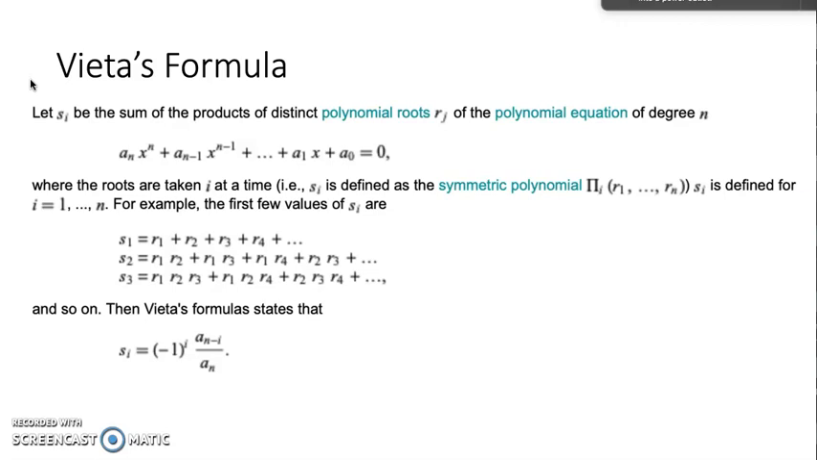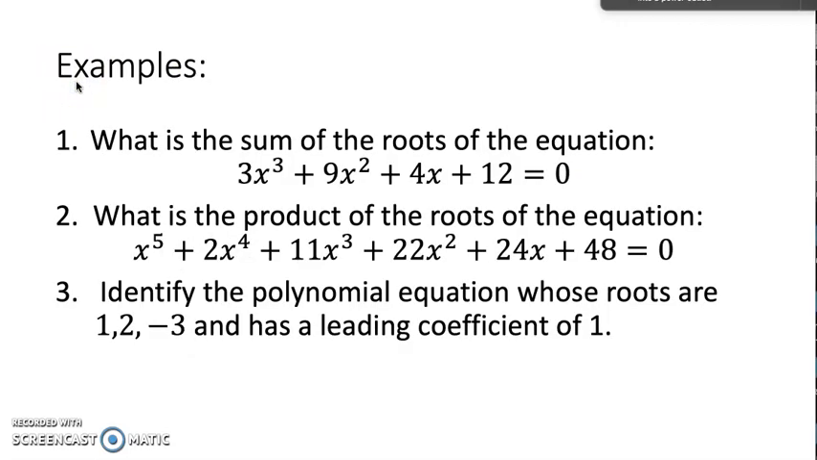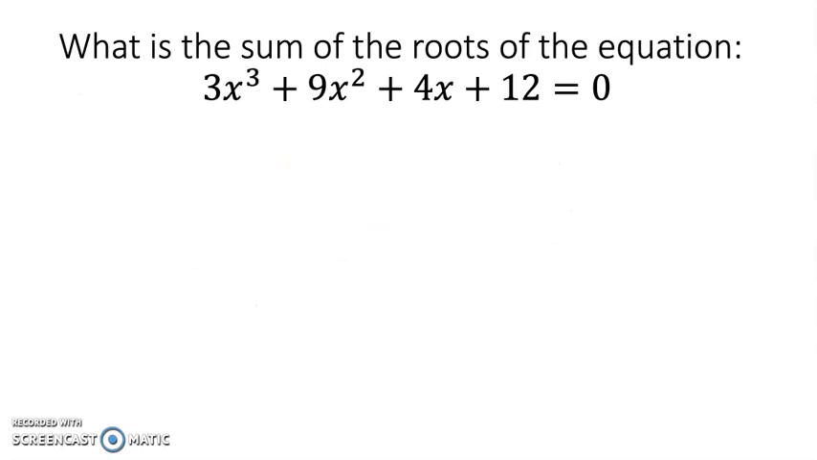Now, let's try to solve problems involving the Vieta's formula and of course, polynomial equations. So for the first example, what is the sum of the roots of the equation 3x cubed plus 9x squared plus 4x plus 12 equals 0? So, instead of getting the roots of the equation, we can just simply apply the Vieta's formula. So we have S of 1, since we're only going to get the sum of all the distinct roots of this equation. So substituting, we have S of 1 is equal to negative 1 raised to 1 times a sub 3 minus 1 all over a sub 3. So that would be negative 1 raised to 1 times a sub 2 over a sub 3.